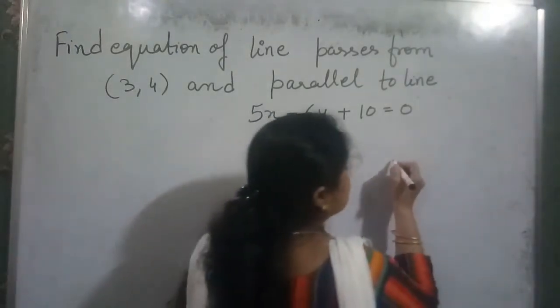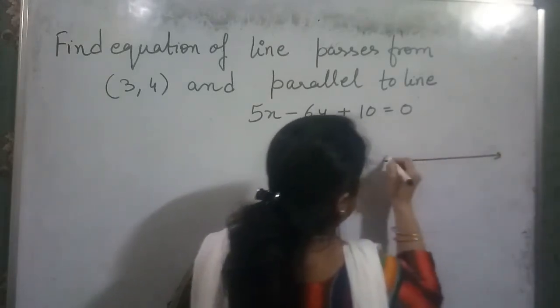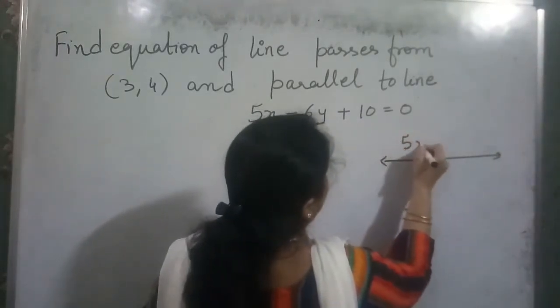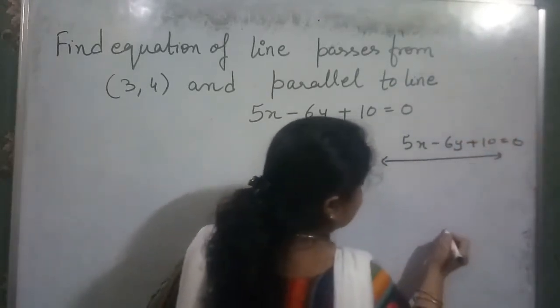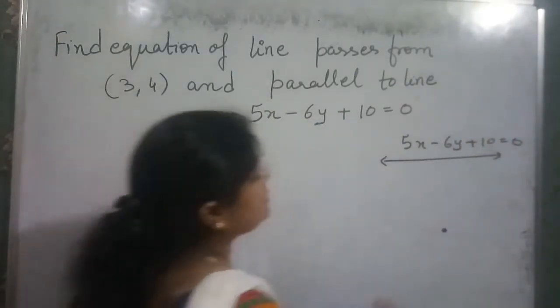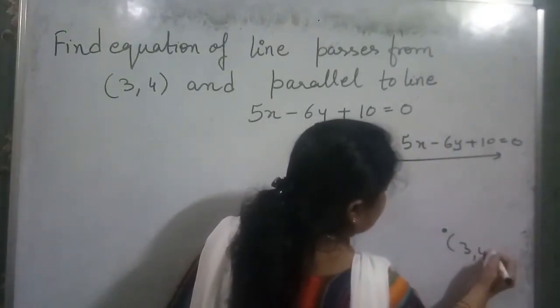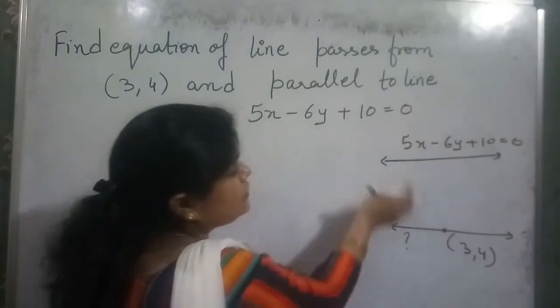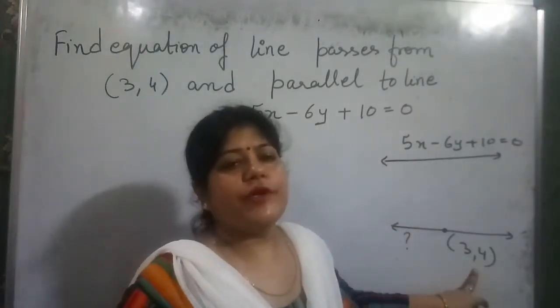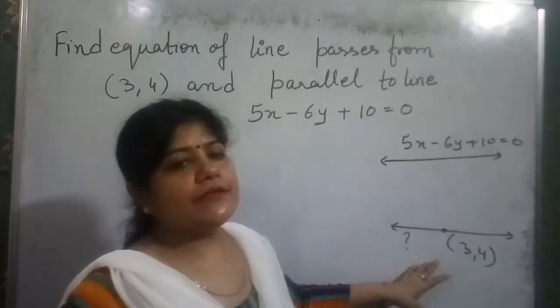The question says that if there is a line, for example 5x minus 6y plus 10 is equal to 0, and there is a point, for example (3, 4), we have to find the equation of the line which is parallel to this line but passes through this point. Okay, then how will you find this?